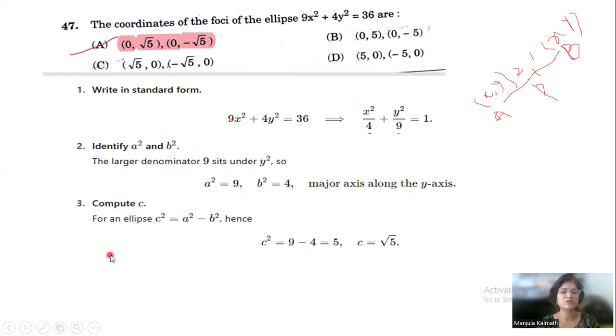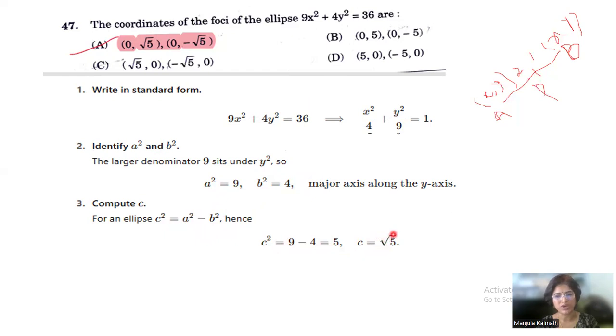Then the next point is that we need to find c. We need to compute c, which is given by the formula for the ellipse to find the focal points. c squared equals a squared minus b squared, which is a predefined formula. We have to substitute the a value as well as the b value. We already have a squared equals 9 and b squared equals 4. By including those, we get c squared equals 9 minus 4, which is 5. So c equals the square root of 5.